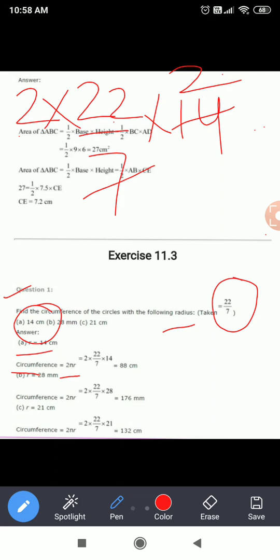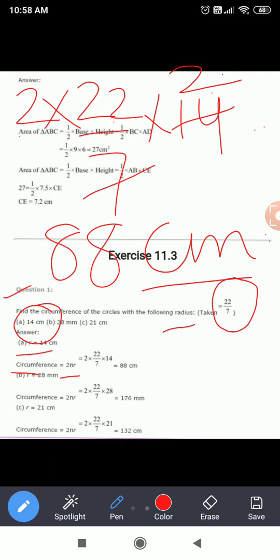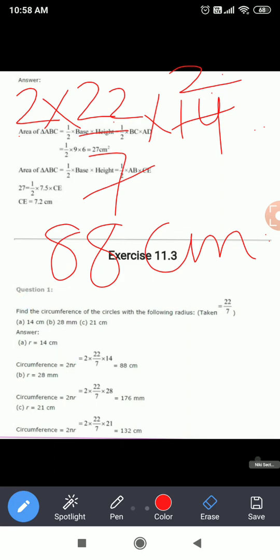22 multiply 2 is 44. 44 multiply 2 is 88 centimeter. Because circumference is the perimeter and perimeter comes in mono unit. Okay, so it is centimeter. So 88 centimeter will be the circumference of the circle for the first part.